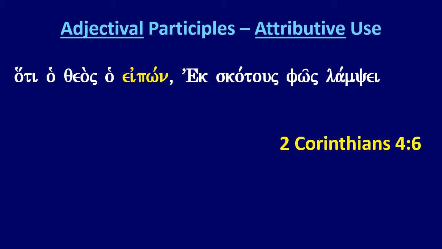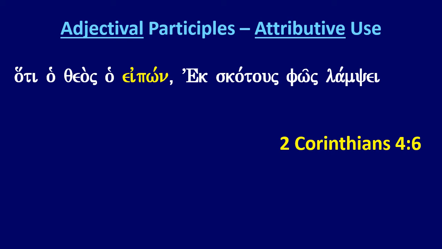And how do we know that this is an adjectival participle in particular? Well, because it's not adverbial. Remember, adverbial participles are anarthrous. They do not have articles preceding the participle. And here, very clearly, we have ho eipon. You have an article preceding the participle. So it has to be adjectival, and then the next question is, what kind of adjectival participle is it?